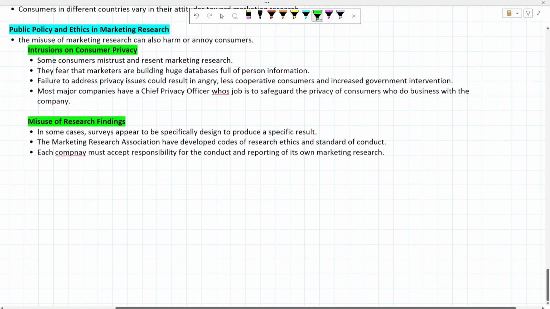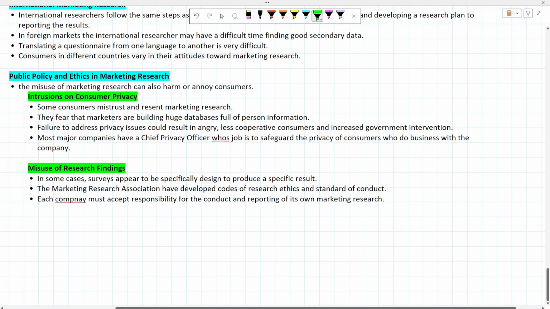So public policy and ethics in marketing research. The misuse of marketing research can also harm or annoy consumers. Intrusions on consumer privacy. Some consumers mistrust and resent marketing research. They fear that marketers are building huge databases full of personal information. You could see this with many social media companies using our information, and that's been more aware of in the past few years. Failure to address privacy issues could result in angry, less cooperative consumers and increased government intervention.